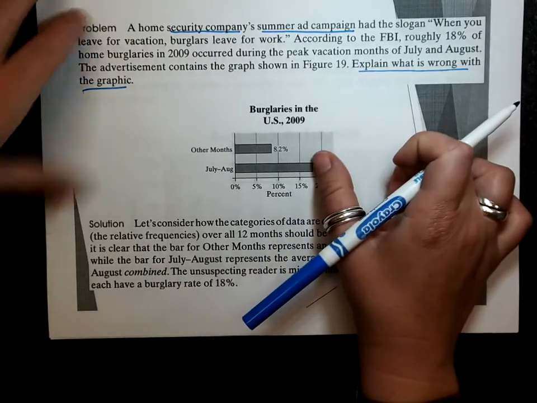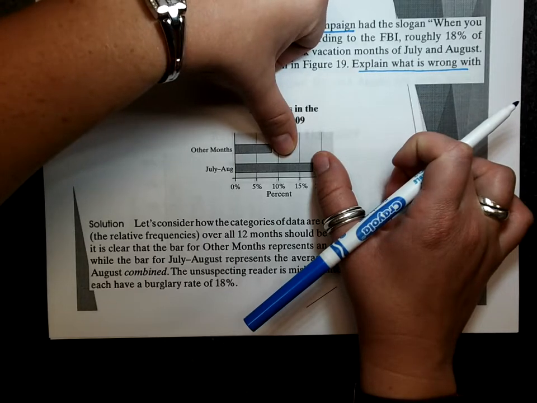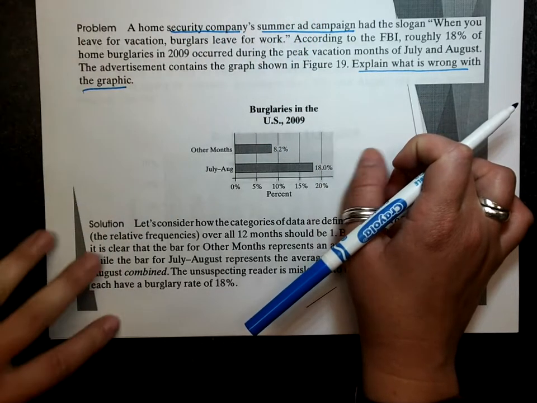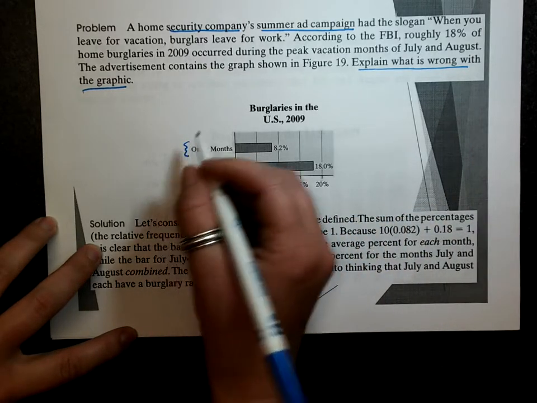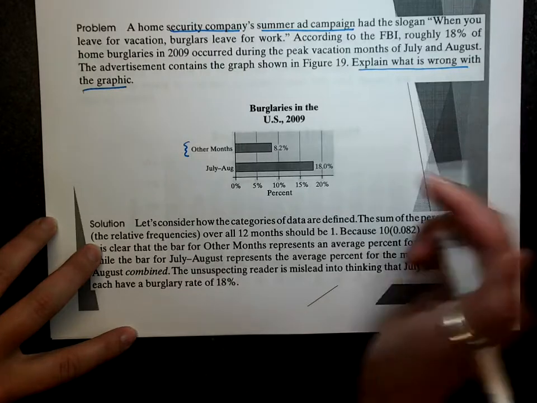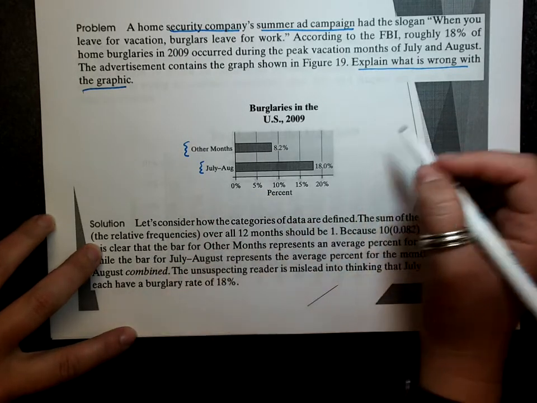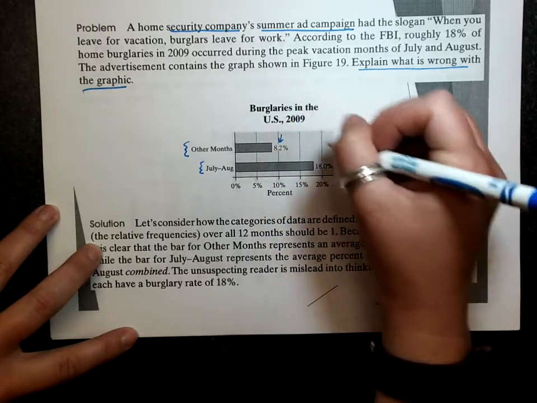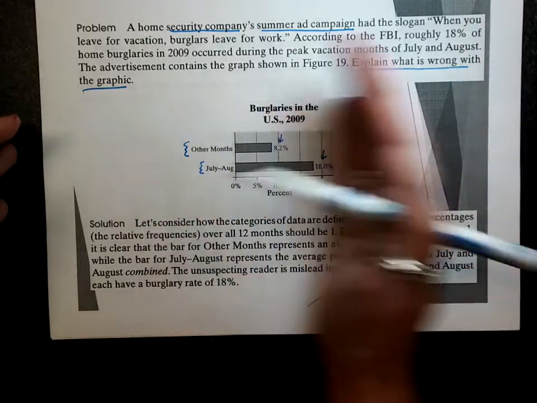If we just look at the bars and we don't look at the numbers, it makes it look like July and August are twice as much as the other months. The first thing I noticed is that other months represent the whole rest of the calendar, and July and August are just two of the months. Another thing I noticed is that 8.2 and 18 don't add to 100.